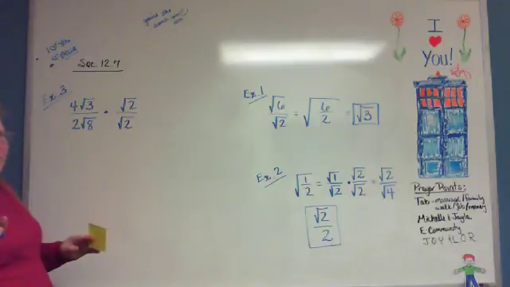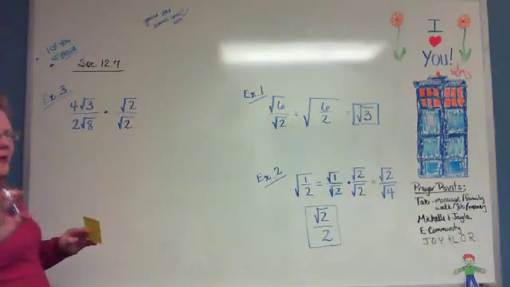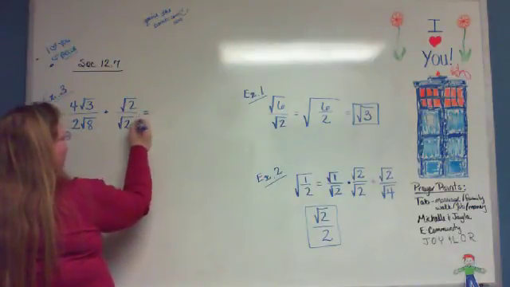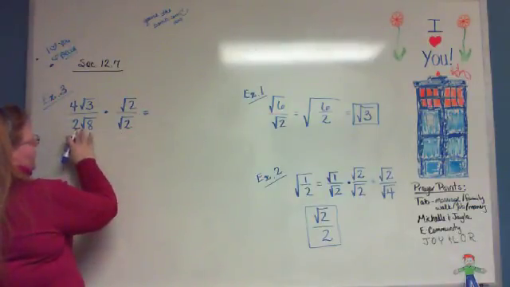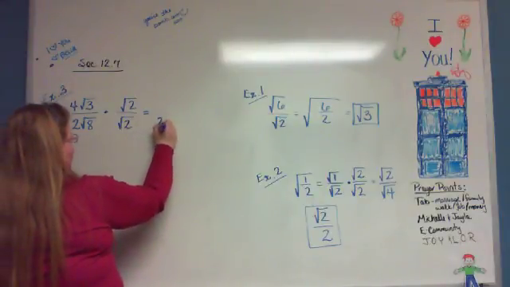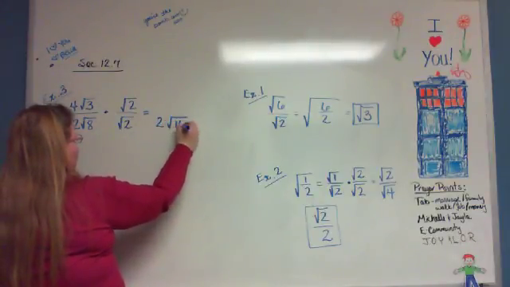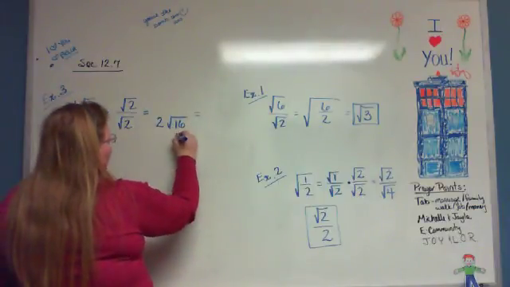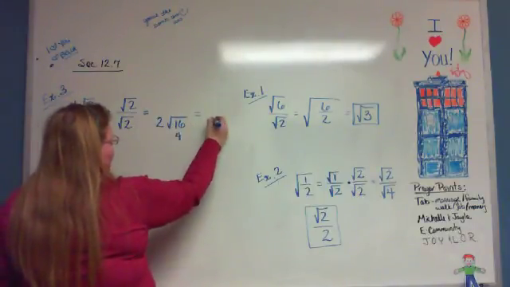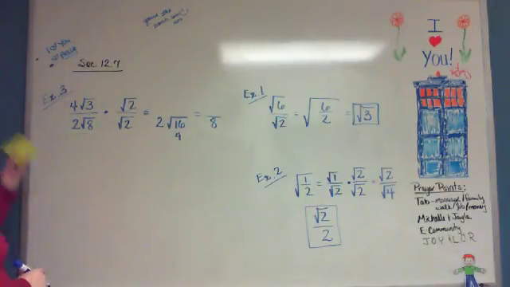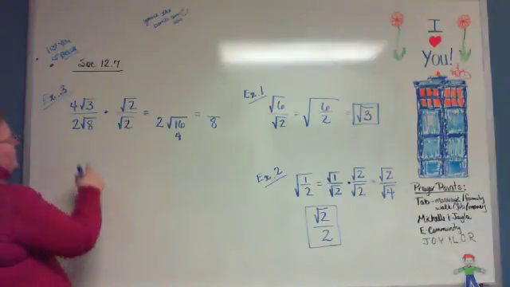It's about the only time I ever do that, where I take care of the bottom first, but it's because it's what's important right now. So when I multiply the bottom, remember it's outside times outside and inside times inside. So that's going to give me 2 square roots of 16. Square root of 16 is really 4, so that's now 2 times 4, which is just 8 on the bottom. Golden. Now I can go back and take care of the top.